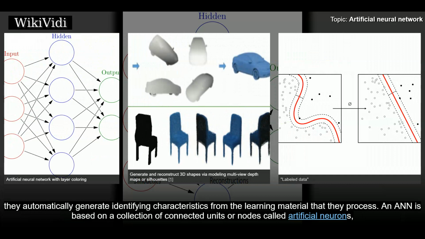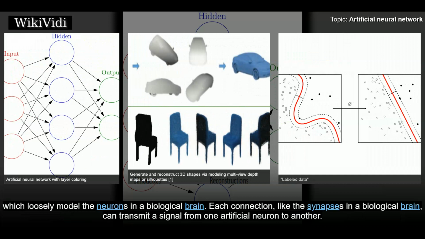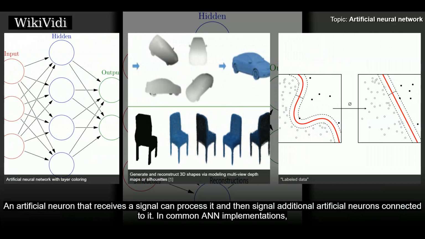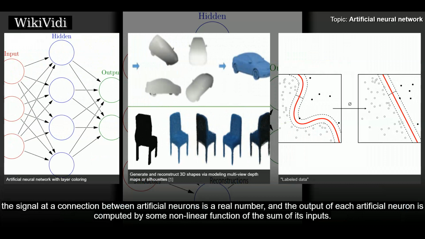An ANN is based on a collection of connected units or nodes called artificial neurons, which loosely model the neurons in a biological brain. Each connection, like the synapses in a biological brain, can transmit a signal from one artificial neuron to another. An artificial neuron that receives the signal can process it and then signal additional artificial neurons connected to it. In common ANN implementations, the signal at a connection between artificial neurons is a real number, and the output of each artificial neuron is computed by some nonlinear function of the sum of its inputs.